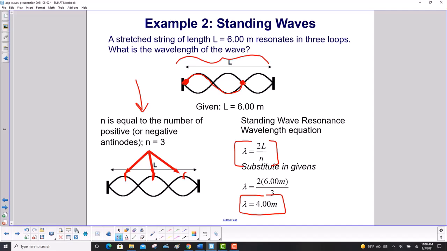Right? Because you wind up at the same place going in the same direction. And what do we have over here? That's only half of a wavelength. So since the two of them have to add up to 6 meters, this guy here looks like he's 4 meters long, and this guy is 2 meters, right? Each one of these bubbles is 2 meters. So the wavelength is 4 meters, which is exactly what our equation told us.